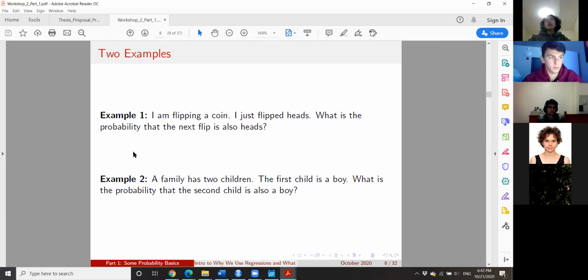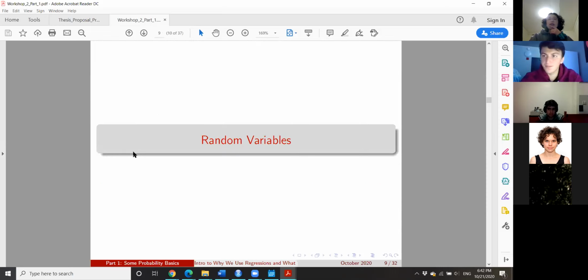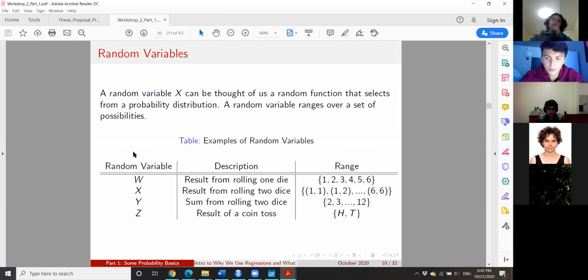rules. So if the family has a decision-making rule, we'll just have 2 children, then the probability that the second child is also a boy is 50-50. But if that's not their decision-making rule, then we don't necessarily know the probability in the same way, unless we know the decision-making rule. Okay, so now we'll move on to random variables.